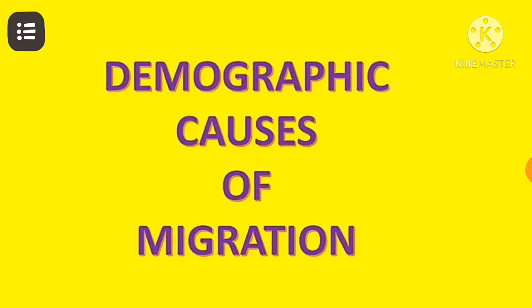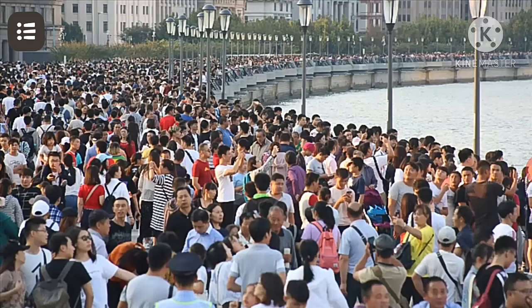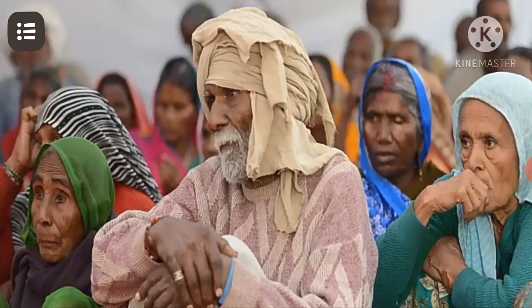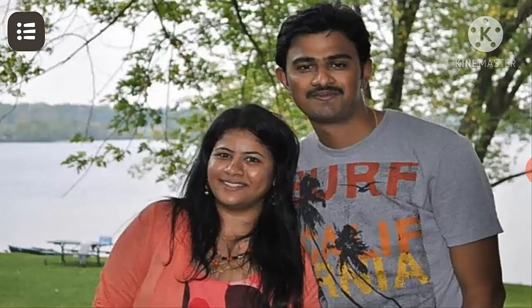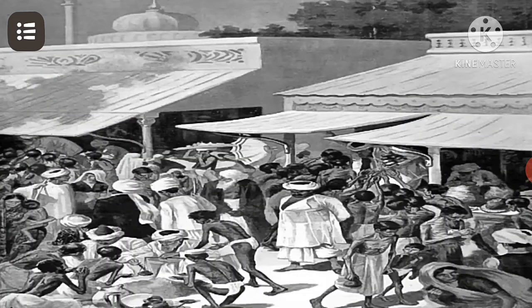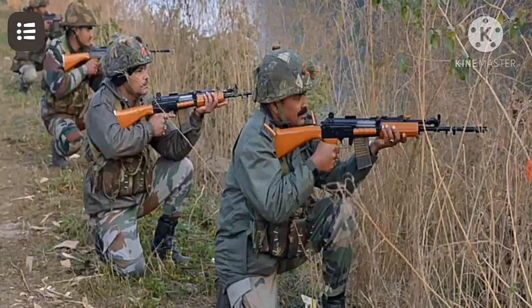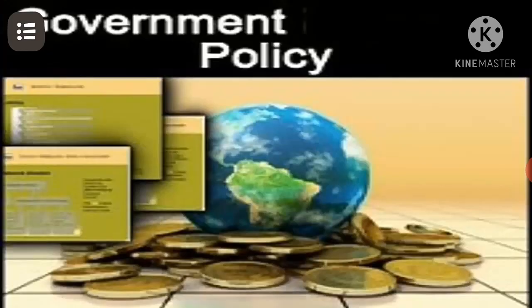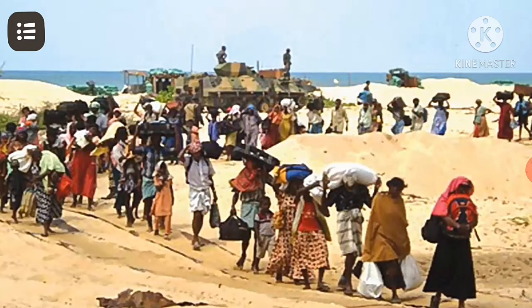Demographic causes of migration. The population composition like age and sex, overpopulation and underpopulation are the major causes of migration. Political causes of migration. Various political causes like colonization, wars, and government policies have always been playing an important role in human migration from time to time.